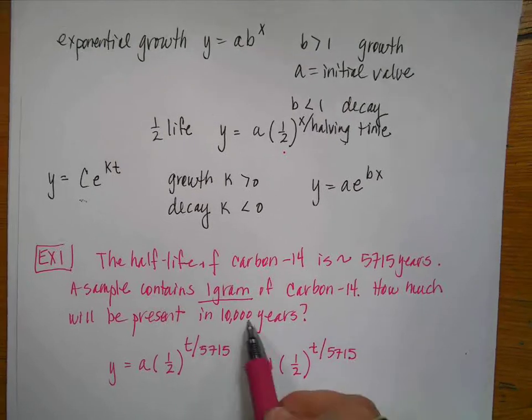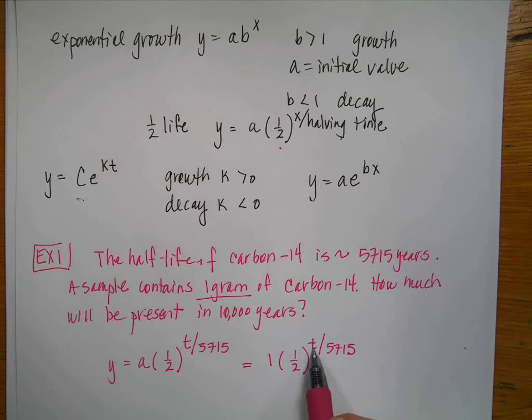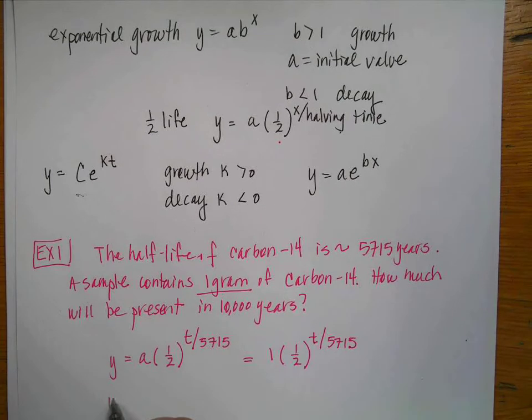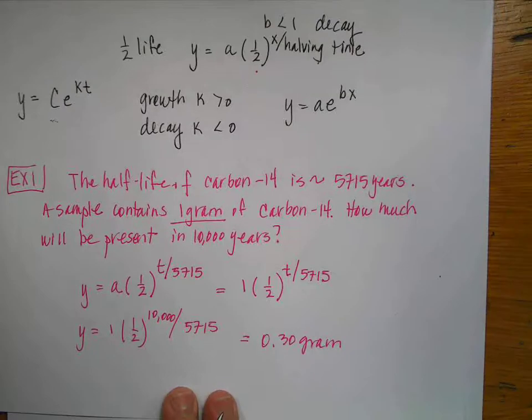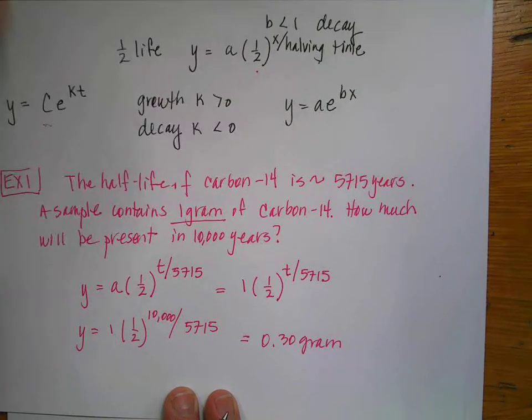Well, if I want to know how much is present in 10,000 years, all I have to do is substitute my 10,000 in here. So I would get y is equal to 1 times a half to the 10,000 divided by the 5715. And it's going to be 0.30 of a gram. So just a tiny wee bit would be left after 10,000 years.